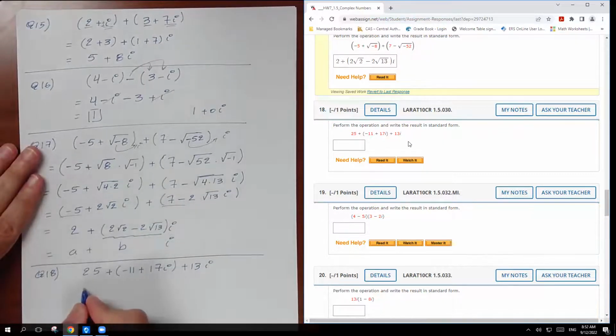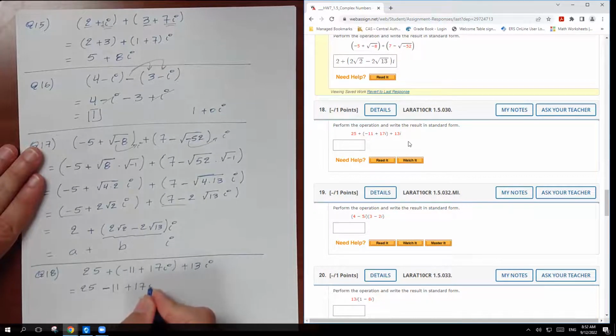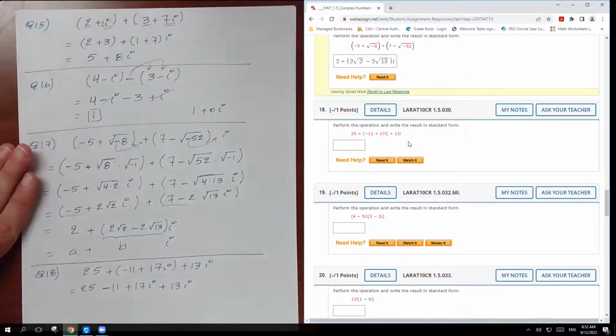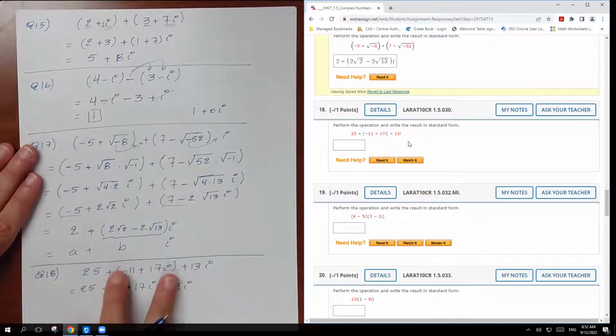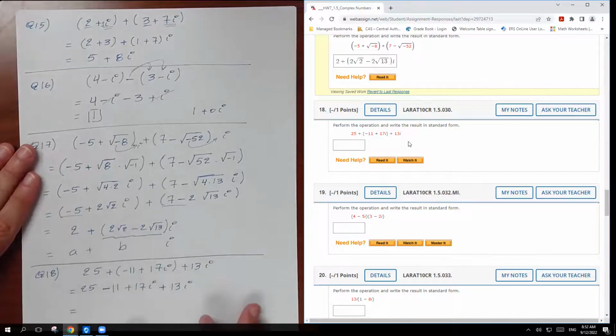So I'm going to say this is 25, positive times negative, that means minus 11, plus 17i plus 13i. Because the positive sign is not going to change the sign inside the parentheses for these two numbers. Now we're just going to combine the terms.